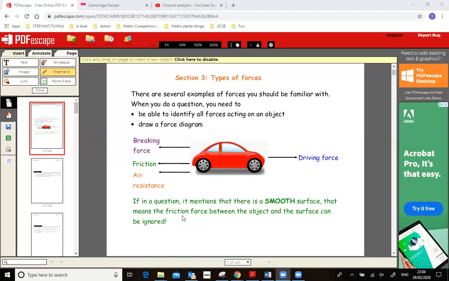Now, in mechanics, if it mentions that there is a smooth surface, that means the friction force between the object and the surface can be ignored. So you have to be really careful with the question. Okay, so let's have a look at an example.